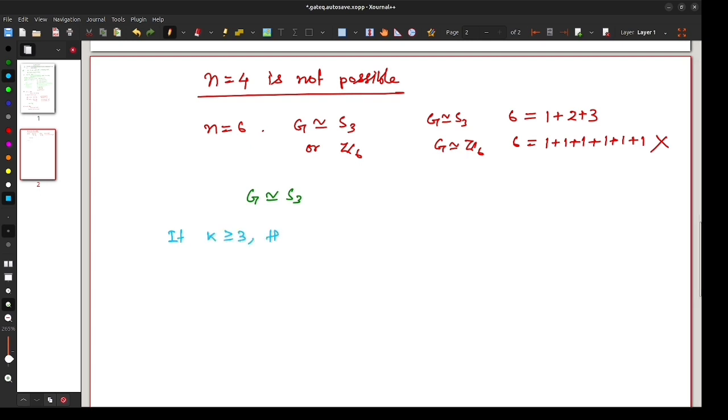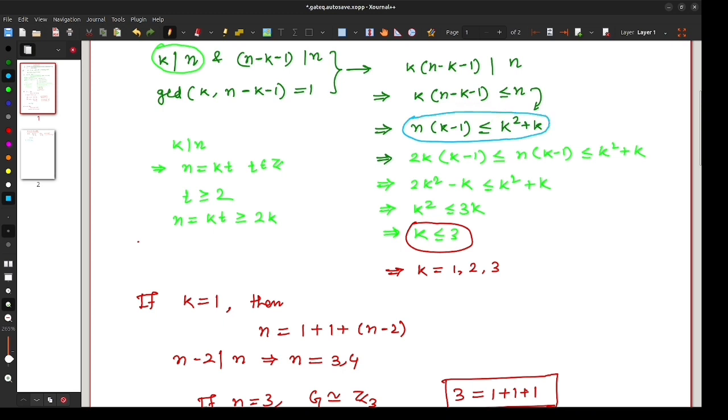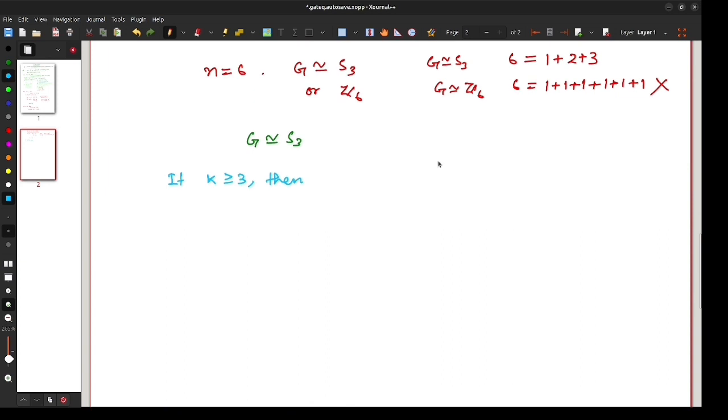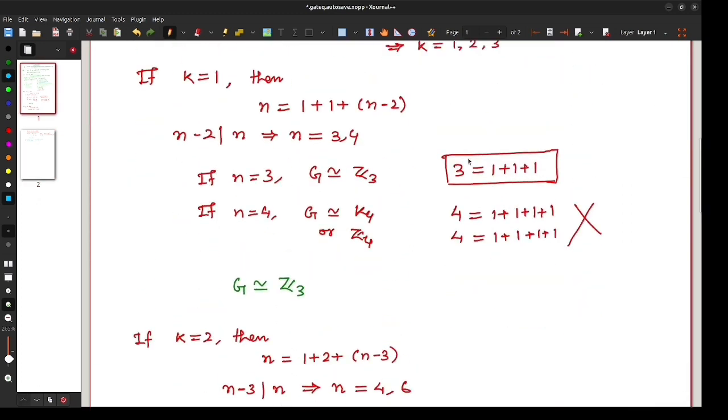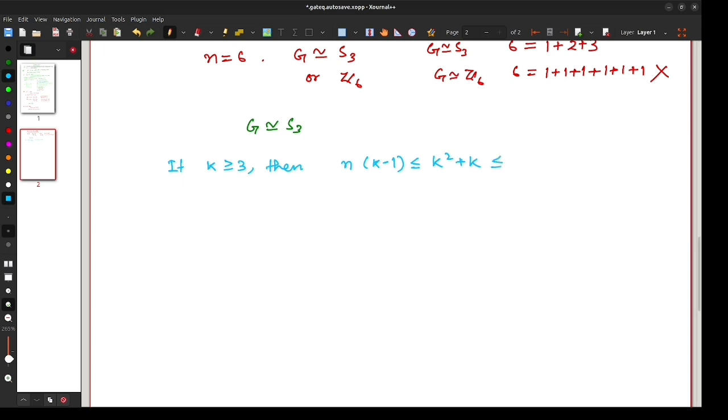If k is greater than or equal to 3, then we can find an upper bound for n using this equation. So this equation says that n times (k minus 1) is less than or equal to k square plus k. Now k is always less than or equal to 3 by this condition. So n times (k minus 1) must be less than or equal to 9 plus 3, which is 12. Now this implies n times 2 is less than or equal to n times (k minus 1), which is less than or equal to 12, and therefore n is less than or equal to 6.